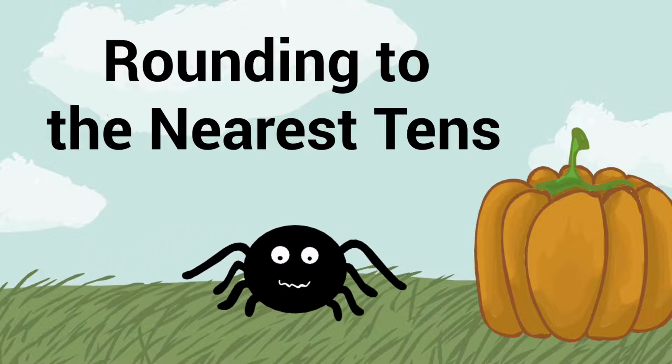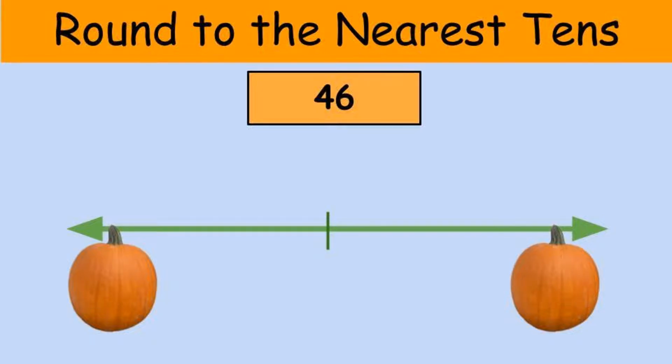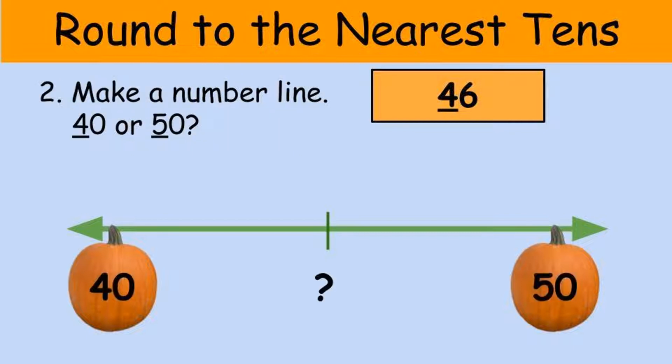First, we're going to round to the nearest tens. Let's begin by rounding 46 to the nearest tens place. The first thing that we're going to do is find our place. In this case, we're finding the tens. Underline the 4 because the 4 is in the tens place. Next, we're going to make a number line. Think about which two tens 46 is closest to.